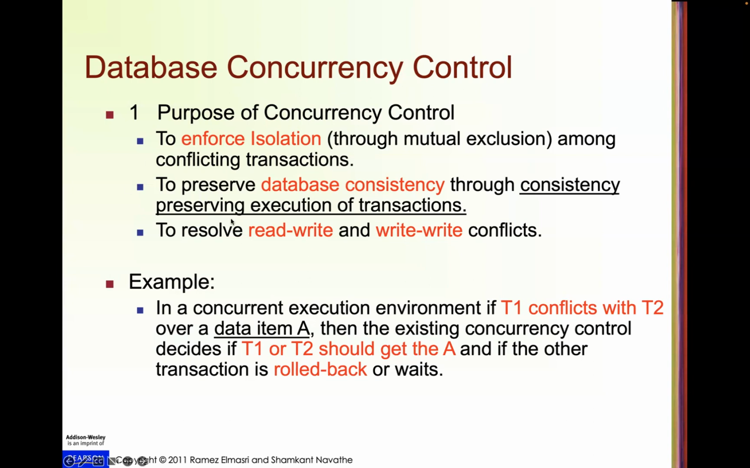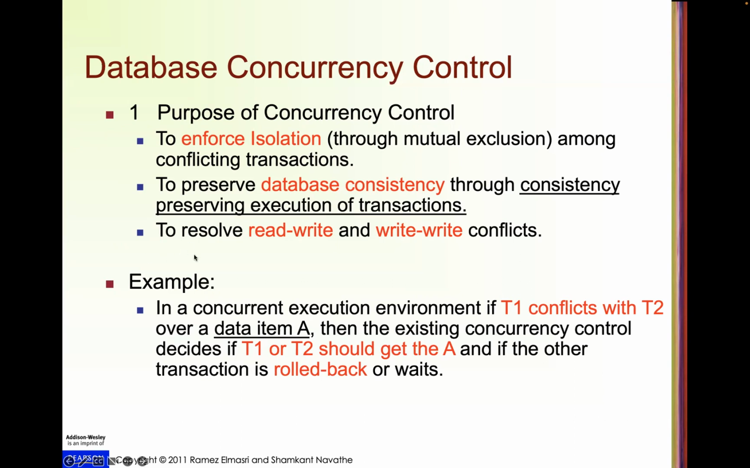The second reason is to preserve the database from going into an inconsistent state. It means that we are trying to keep the database consistent through consistency-preserving execution of transactions. Using concurrency control, we make sure that even concurrent transactions run in a way that does not leave the database inconsistent. The database stays consistent throughout the running of the transactions, and even after completing the transactions, the database is left in a consistent state.